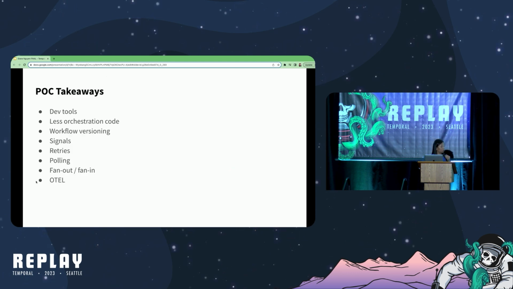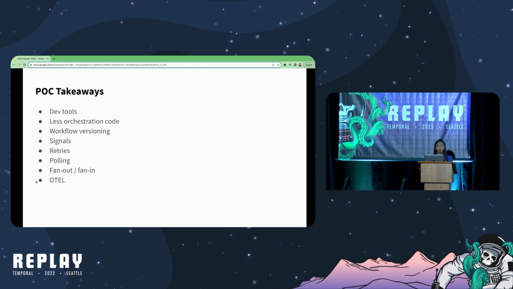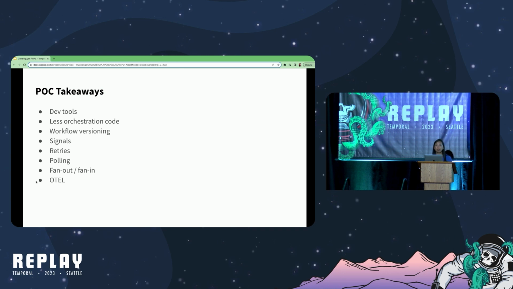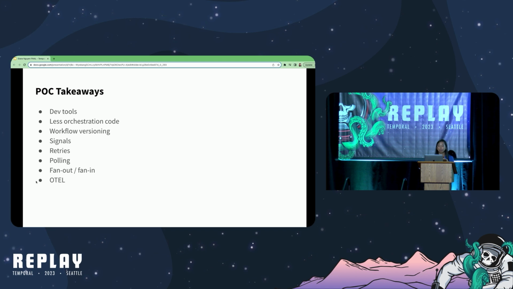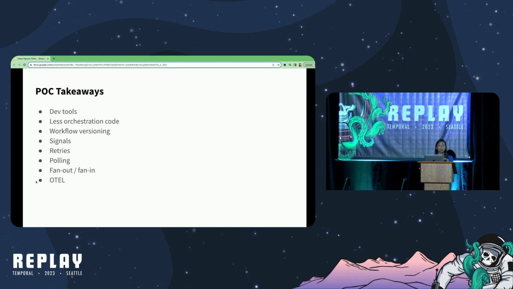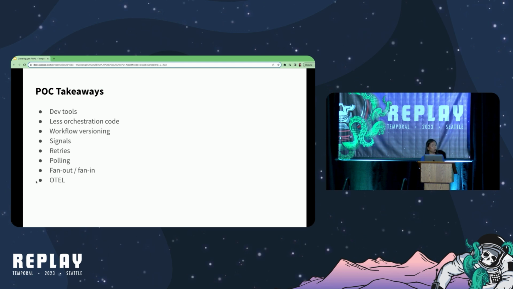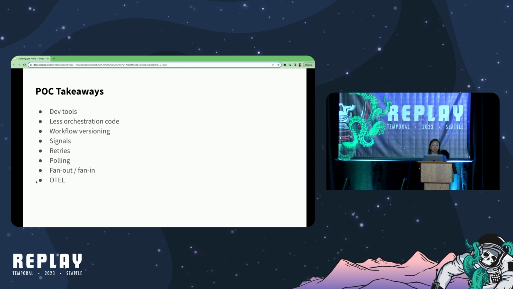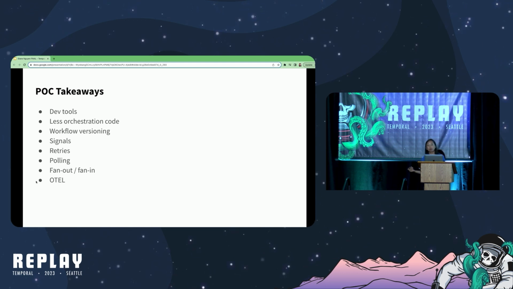So some of the things we learned from the POCs were the developer tools are pretty nice. There are readily available Docker Compose files and also the all-in-one binary plus CLI tools. We also determined that with Temporal, there is definitely a lot less orchestration code that we have to write compared to our in-house solution. We also learned that we can prevent ongoing workflows from being affected when we deploy changes to the workflow code.